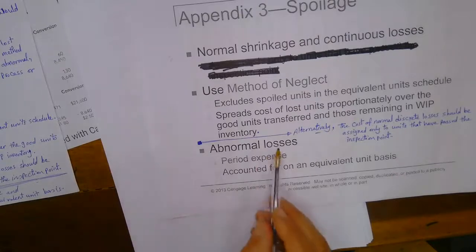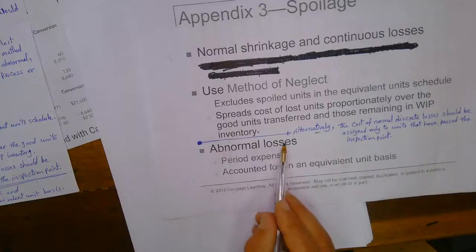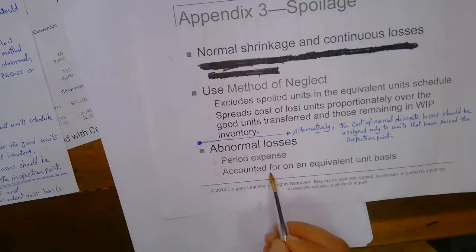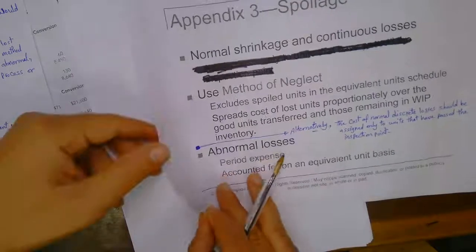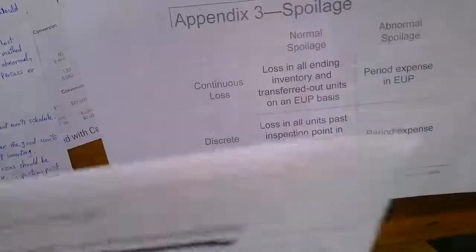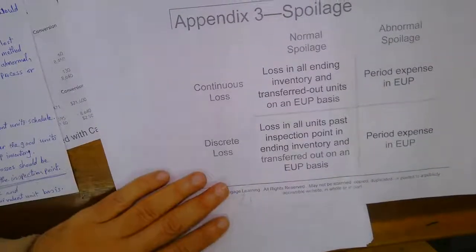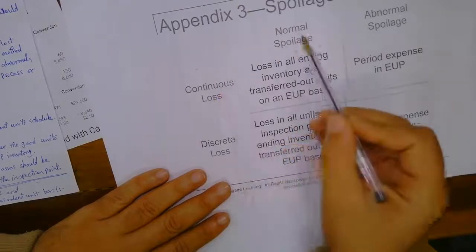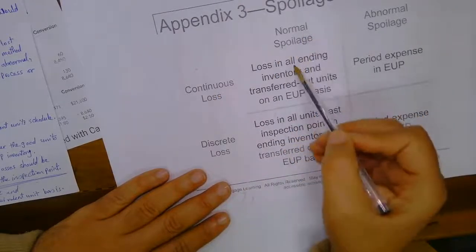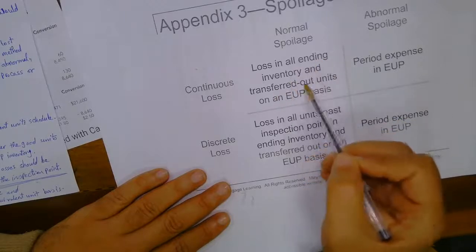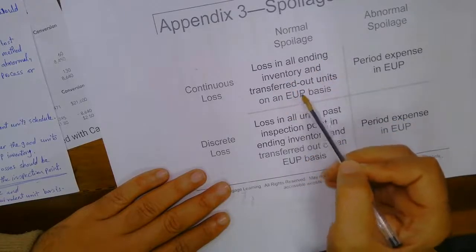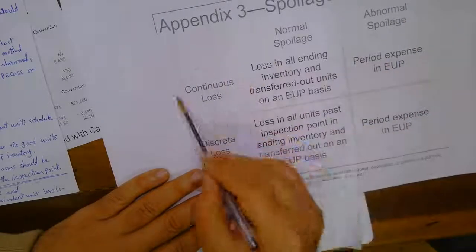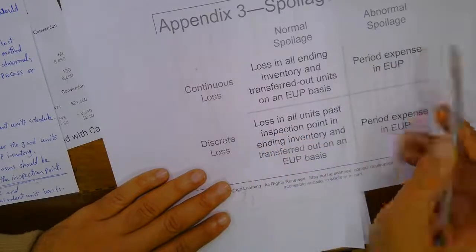All abnormal losses are treated as period expense and accounted for on an equivalent unit basis. So all abnormal loss is considered a period expense or period cost. If we work on continuous loss with normal shrinkage, the loss is assigned to all ending inventory and transferred out units on an equivalent units of production base. If there is abnormal loss in continuous loss, we consider it a period expense.